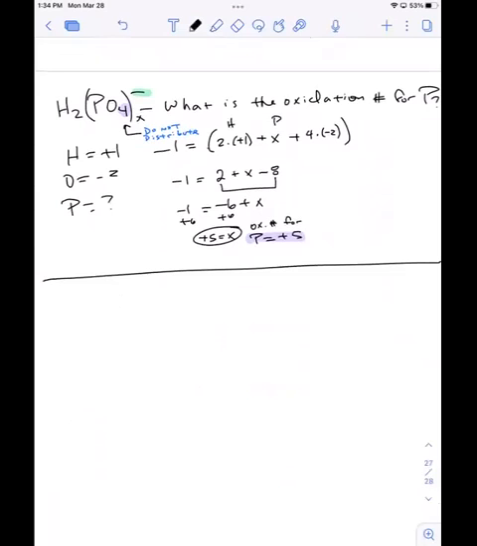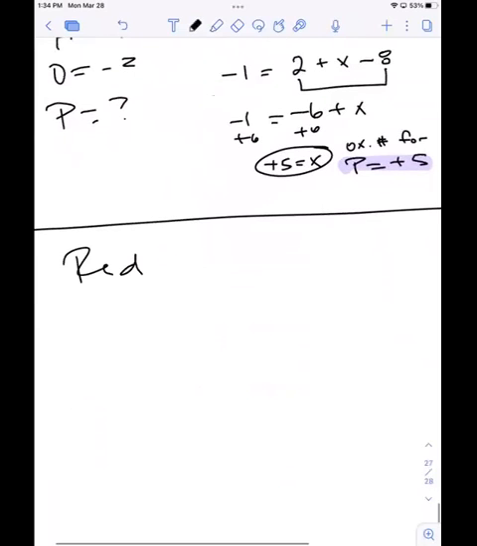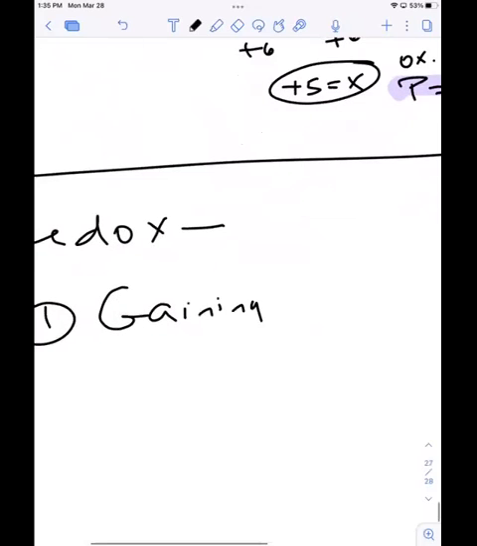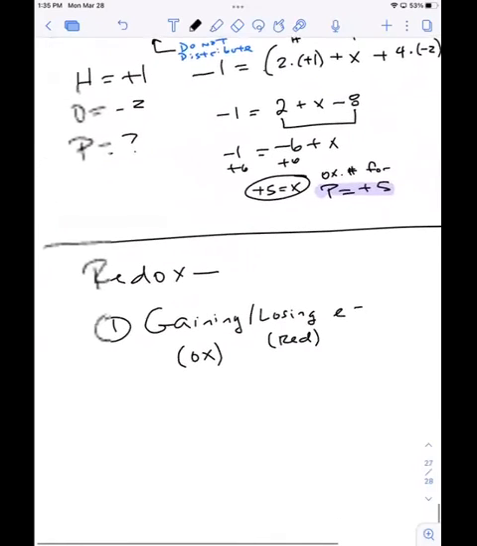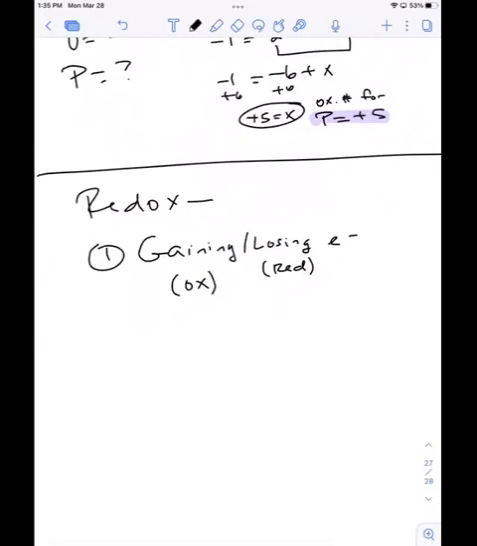We talked about redox reactions. One way we said was gaining and losing electrons. Gaining was oxidation, losing was reduction. Now we can expand this definition. So now we can say that a redox reaction happens when one or more of the elements undergoes a change in oxidation number.